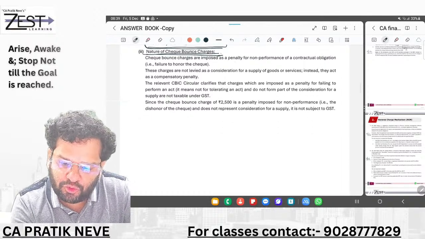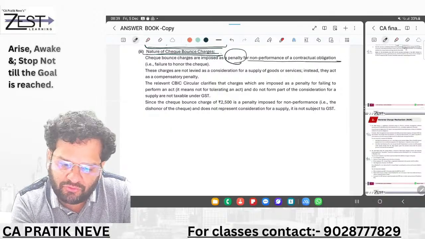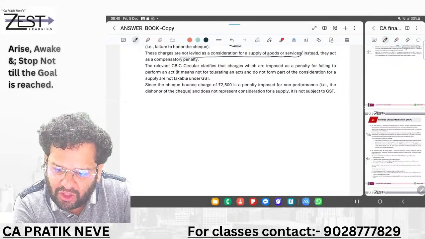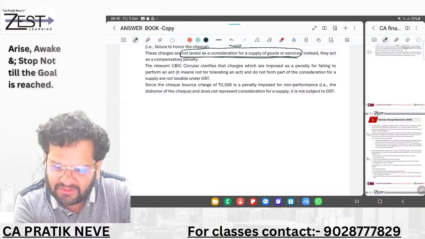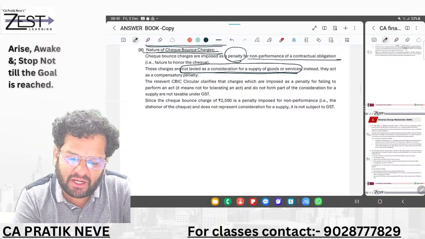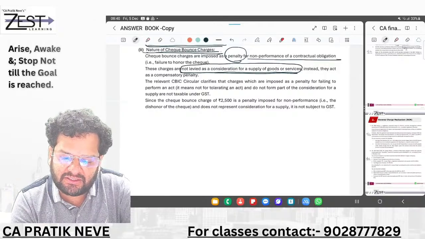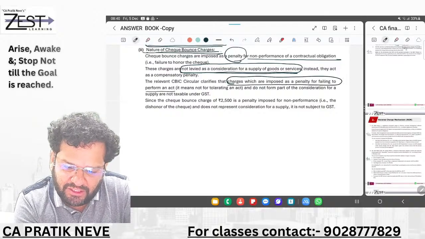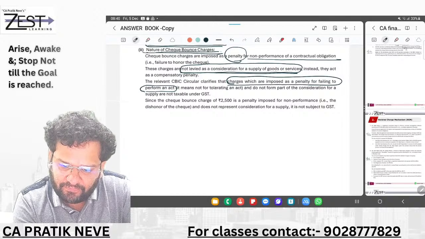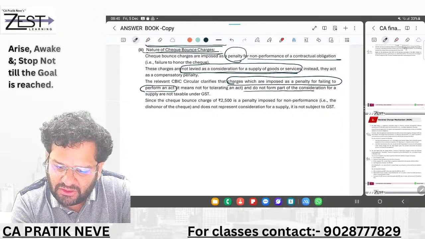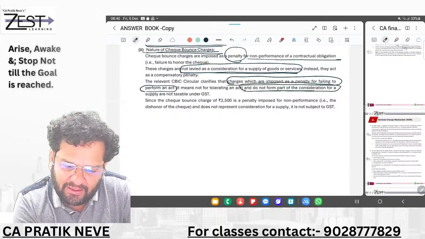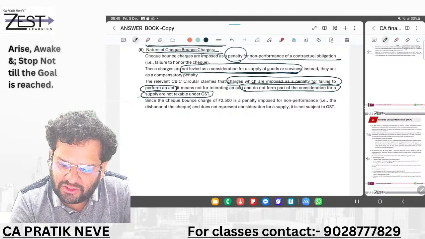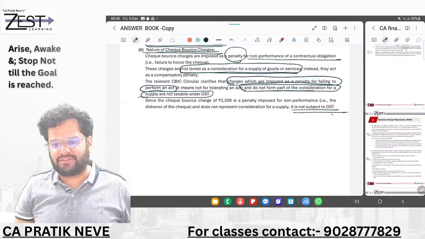And what is the nature of check bounce charges? Check bounce charges are imposed as penalty for non-performance of a contractual obligation. These charges are not levied as a consideration for supply of goods or services. Instead, they act as a compensatory penalty. The relevant CBIC circular clarifies that charges which are imposed as penalty for failing to perform an act and do not form part of consideration for a supply are not taxable under GST. That's why it is not subject to GST in the given case.